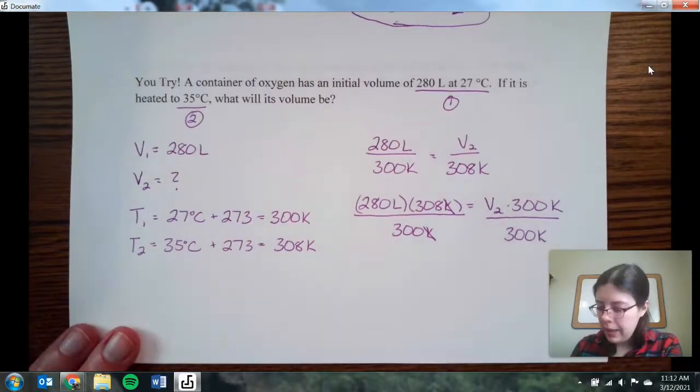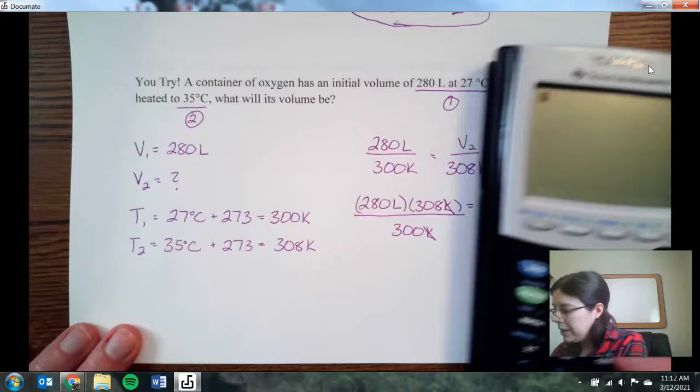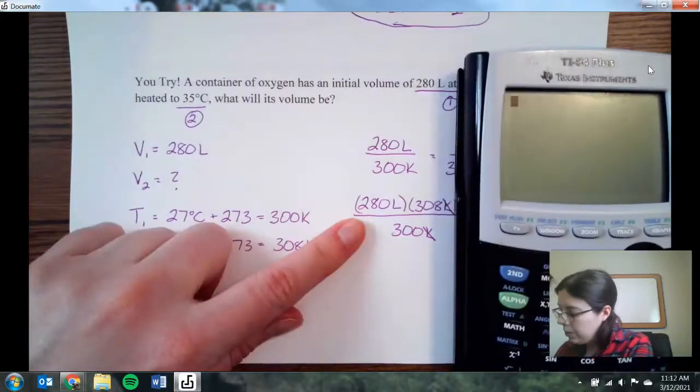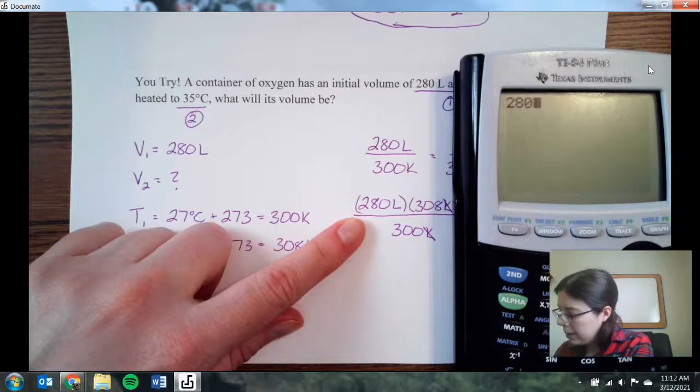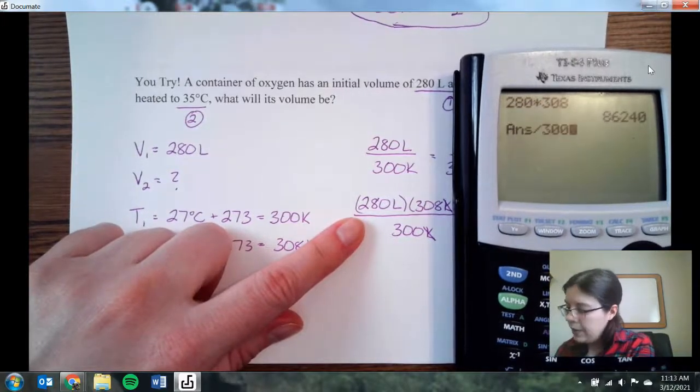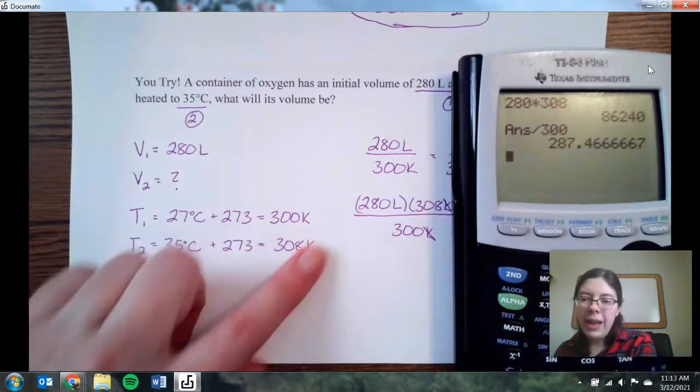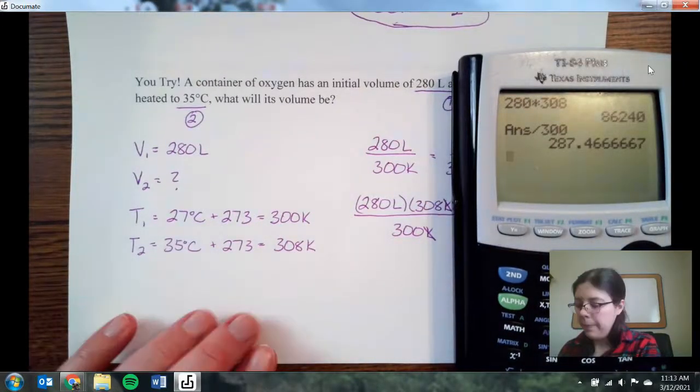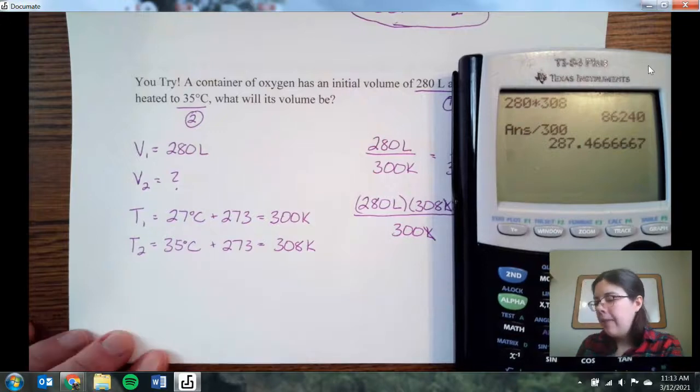So we go ahead and plug this into our calculator. This one isn't as easy to do mentally. So 280 times 308, and then divide that by 300. That gives me an answer of 287.46 repeating. So we do need to think about sig figs.